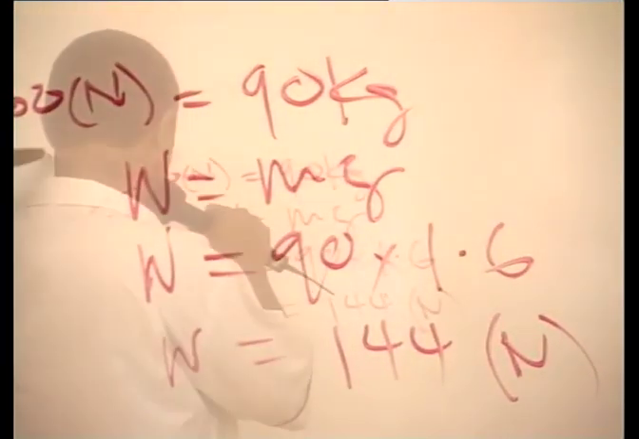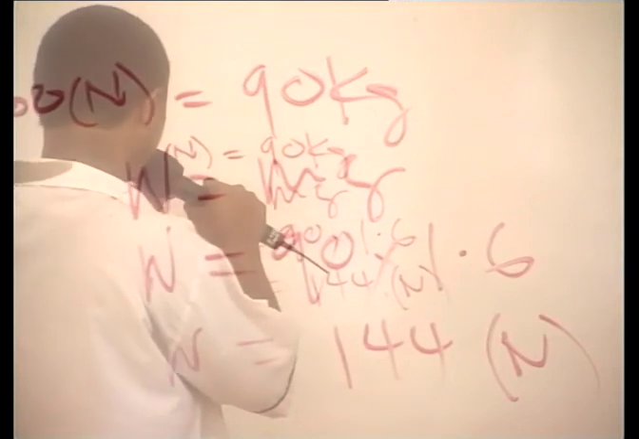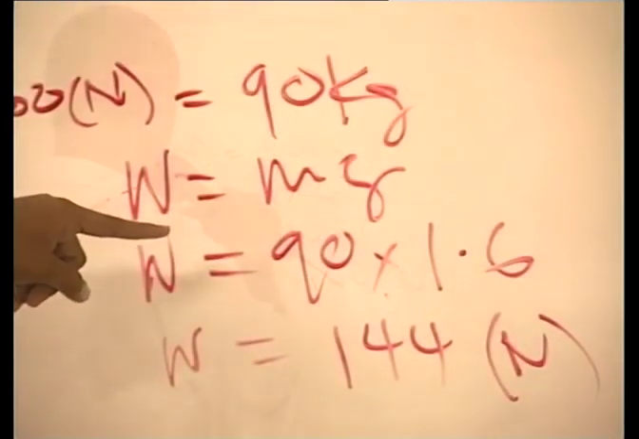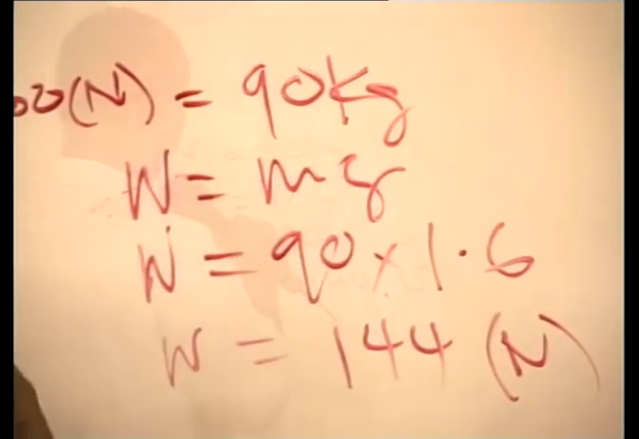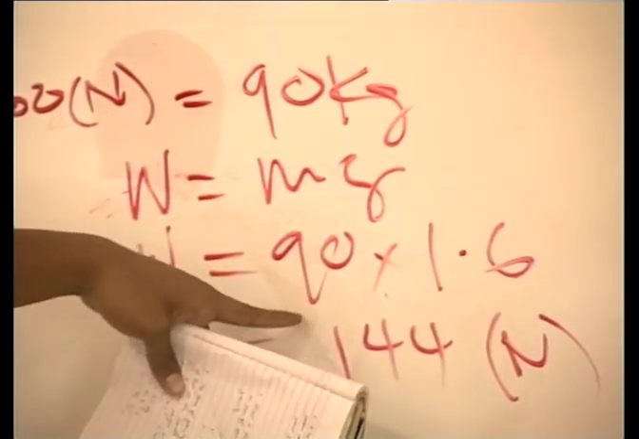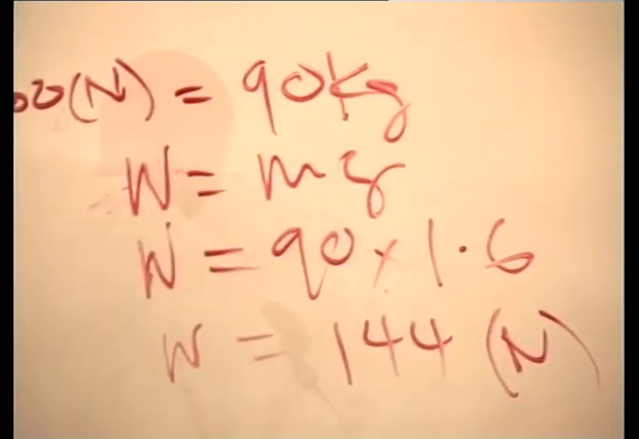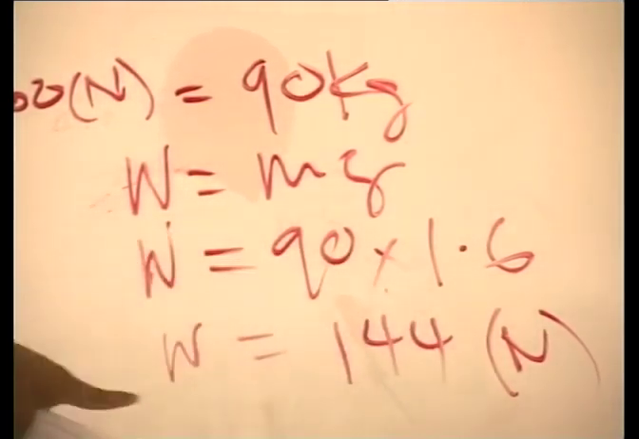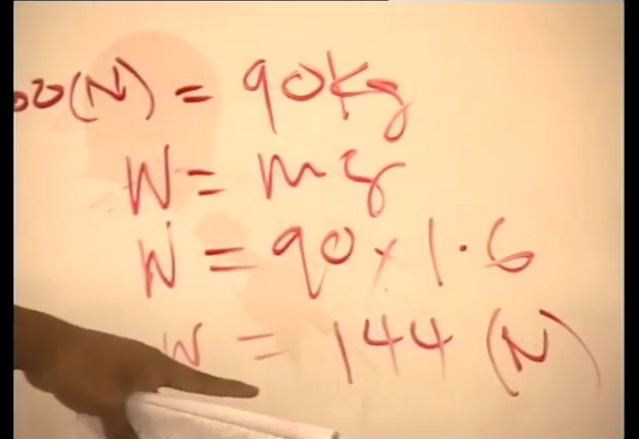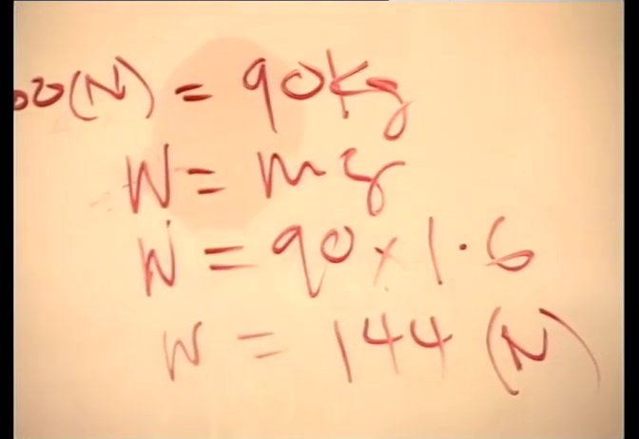For question 4, the person's weight on the Earth is 900 newtons, which is also equal to 90 kilograms. Using the formula, weight is equal to mass times the acceleration due to gravity. You get 90, which is the mass, times 1.6, which is the acceleration due to gravity on the moon, and you get the weight in newtons, which is 144.